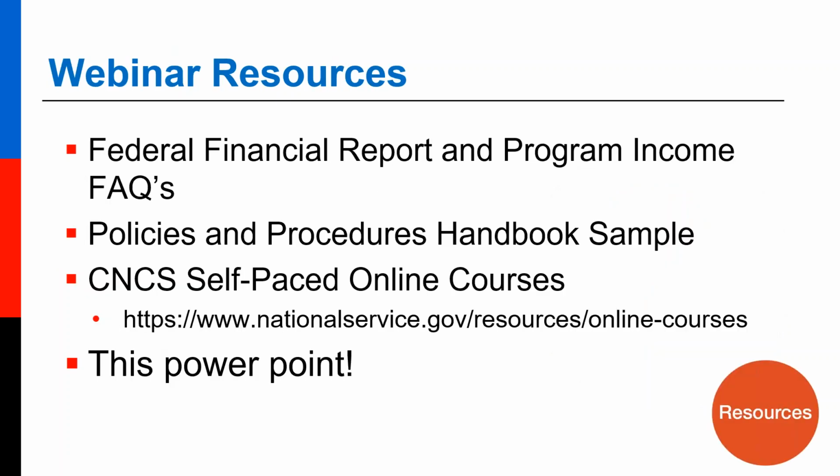Feel free to type away. I just want to share the webinar resources that will be posted on Basecamp. We'll have a federal financial report and program income FAQs up there, and a policies and procedures handbook sample. There's also a link to the CNCS self-paced online courses. They have a variety of courses under the financial management section, such as financial monitoring, federal financial reports and program income, match requirements and documentation, and key concepts of financial and grants management. You also have access to this PowerPoint. The notes portion of it is listed in the materials right now, probably right above or below your chat box.